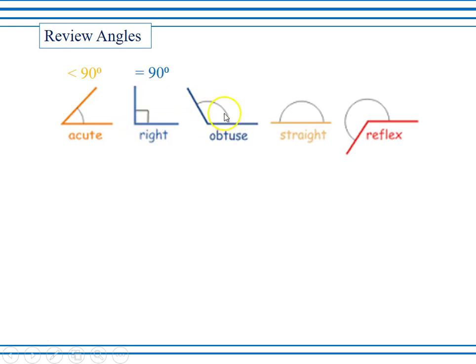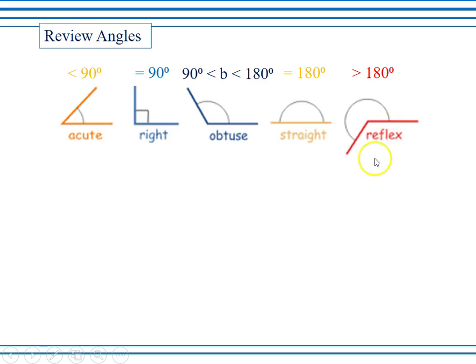An obtuse angle is greater than 90 degrees. Right from here up would be 90 degrees, but it's less than a straight angle, which is right across. So they're greater than 90 degrees and less than 180 degrees. A straight angle is exactly 180 degrees. It looks just like a line. And a reflex angle is greater than 180 degrees.